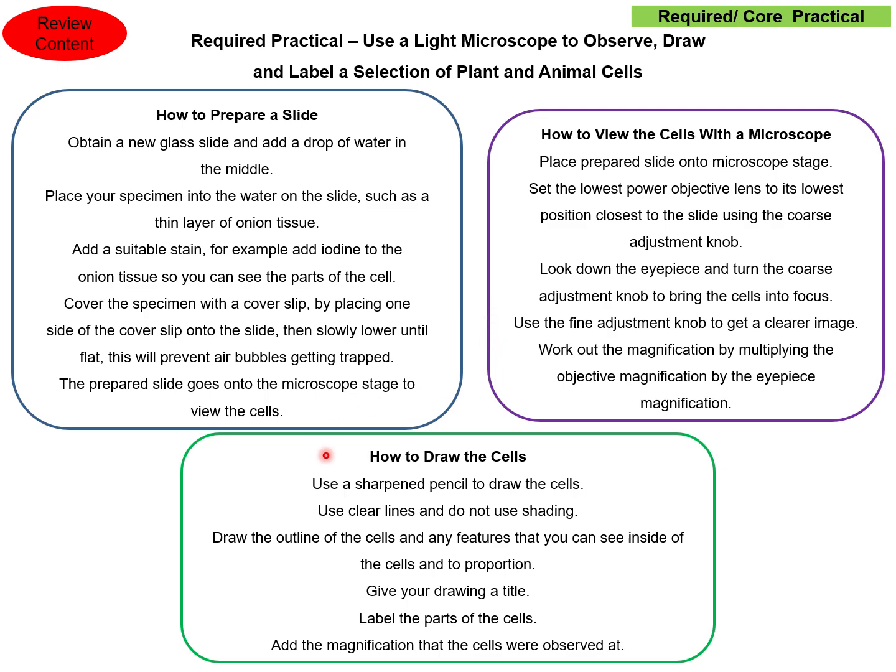And then we have to be able to know how to draw the cells. So use a sharpened pencil to draw the cells. Use clear lines, do not use shading. Draw the outline of the cells, add any features that you can see inside of the cells, and to proportion as best as possible anyway. Give the drawing a title, label the parts of the cells, and add the magnification that the cells were observed at.